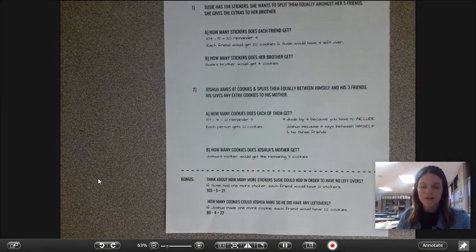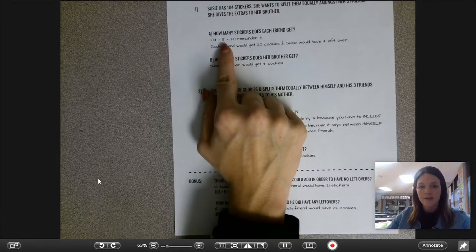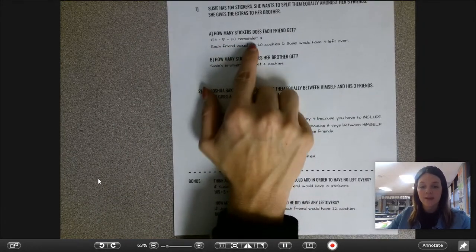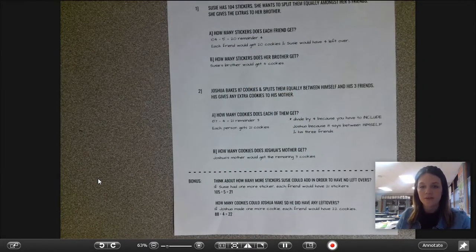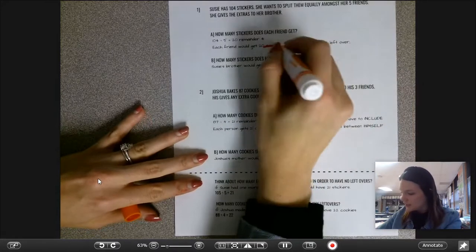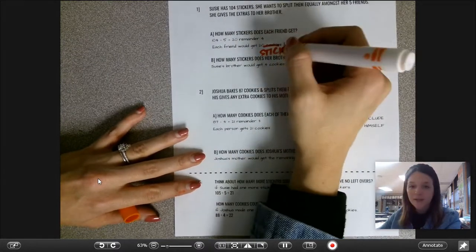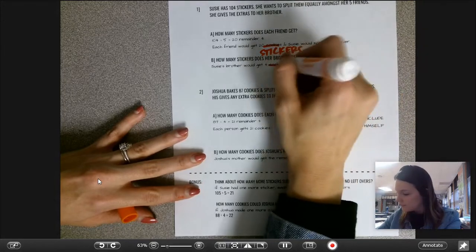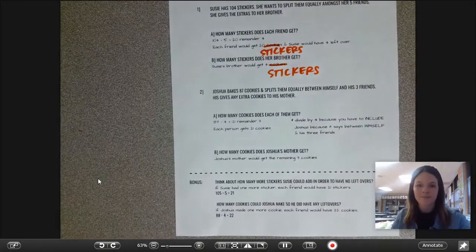Okay, so just like I said with Susie's stickers, you're going to do 104 divided by 5. And when I did that, I got 20, and then my leftover was 4. So every friend would get 20 cookies, and Susie would have 4 cookies left over. But we know what Susie's going to do with her leftover. Oh, she doesn't have cookies, does she? She has stickers. My kids will not be surprised that I've messed this up. Stickers. It's Joshua that has the cookies.